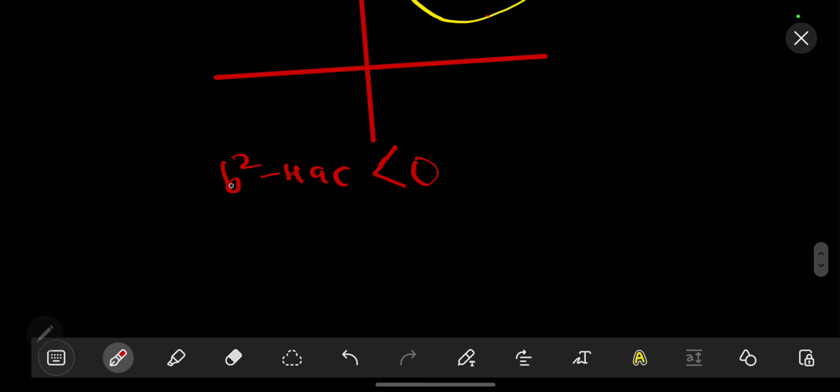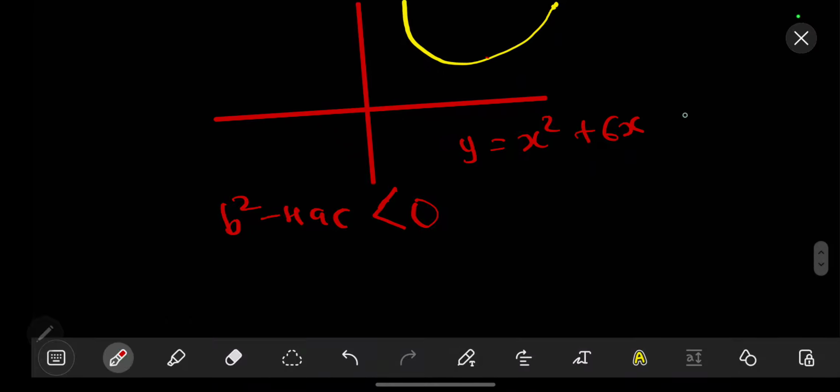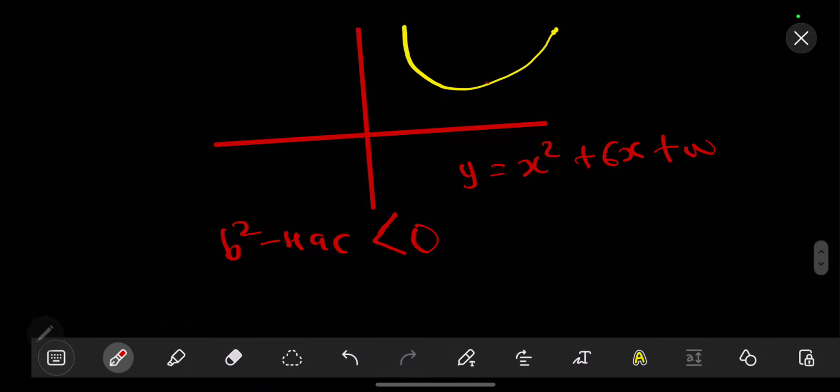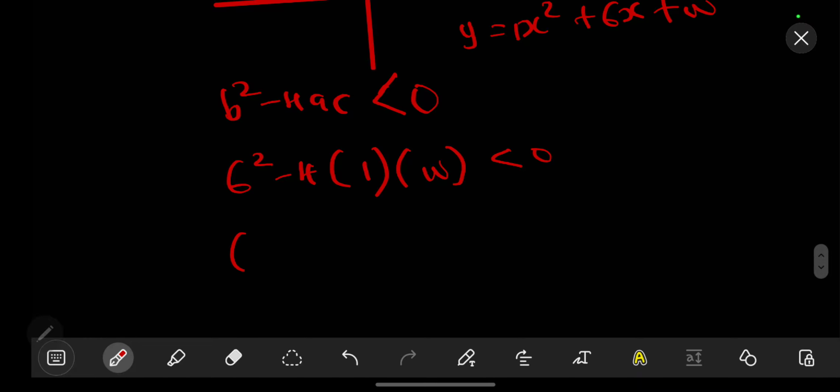So we are going to say our b squared, which is in this case the equation is y should be equal to x squared plus 6x, then we have plus our w. In this case, what we are going to have is our b is 6 squared minus 4, our a is 1, then our c is equal to w, should be less than 0. So we have 36 minus 4 times w, it will be 4w less than 0.